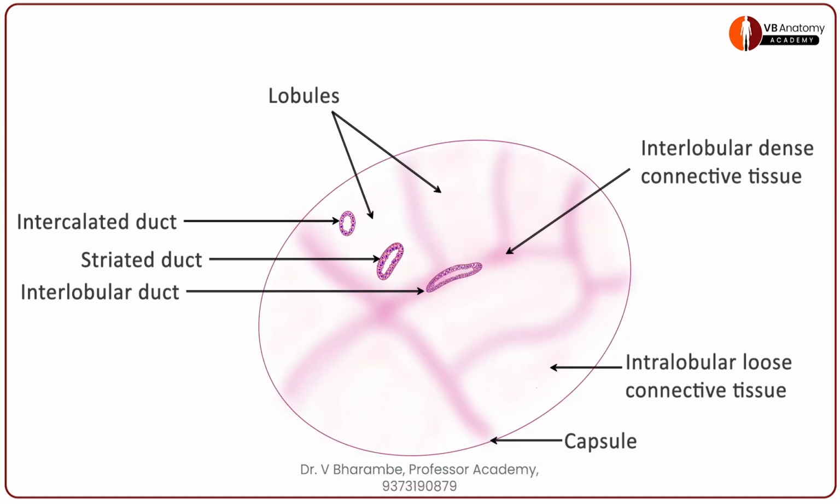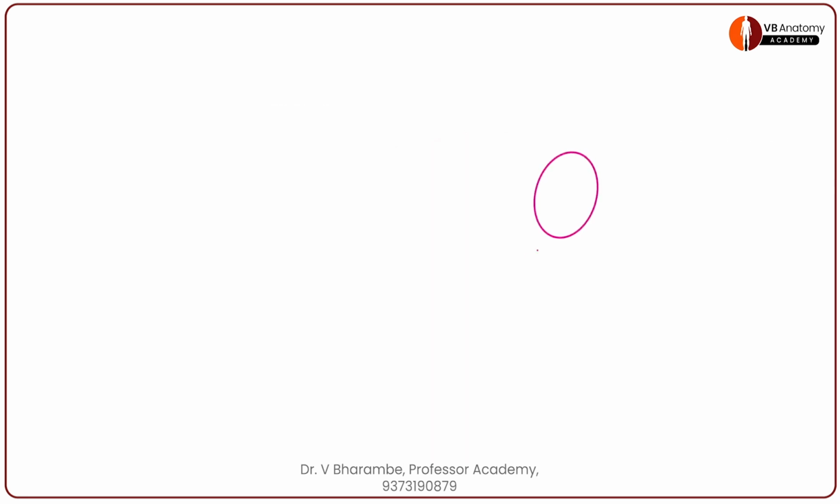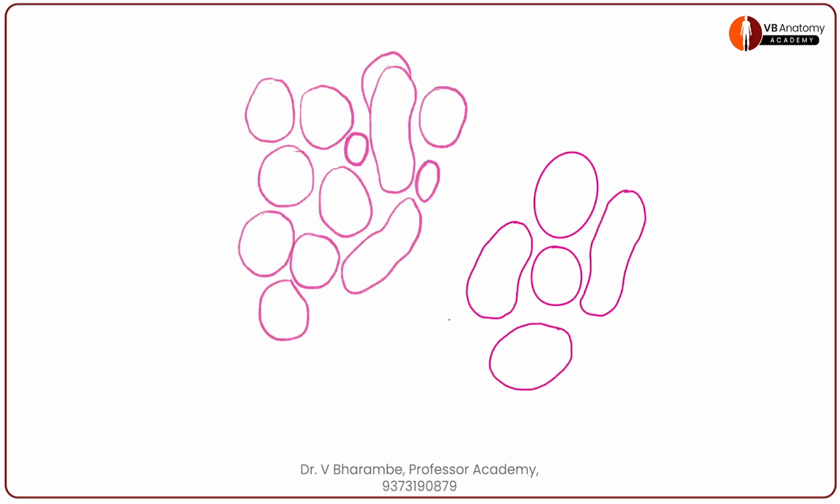So that is the basic structure of your salivary gland. We will now draw first the mixed salivary gland, then the mucous, and then the serous salivary gland. Let's begin. Let's draw some rounded acini and some longitudinal acini, indicating that we are drawing serous and some mucous acini.